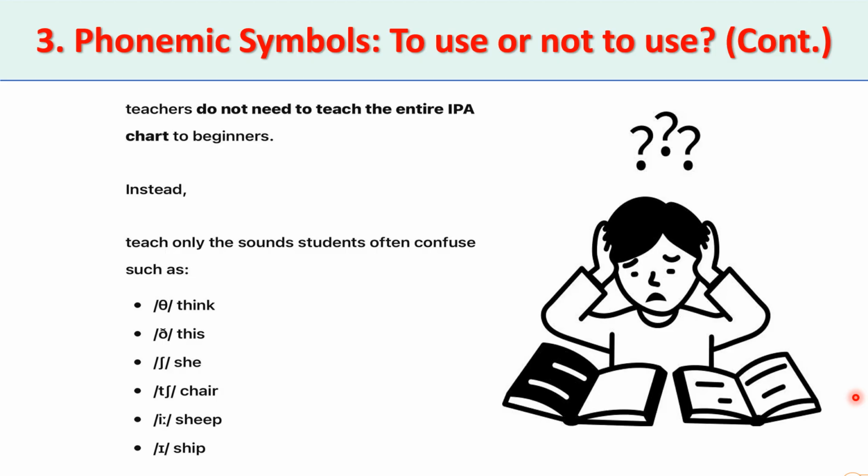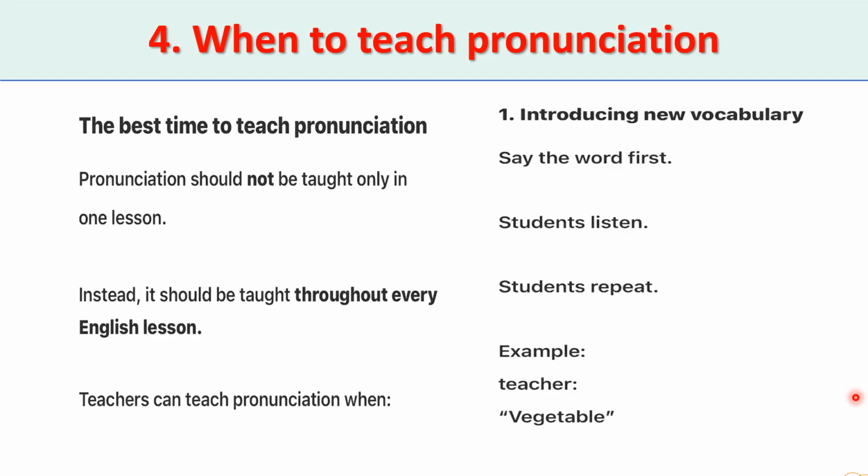So like think, right? Bees, she, chair, sheep, right? That is a special letter, IPA. See the picture here. When they study a lot of IPA, it makes them confused. But if they study phonics a lot, it's good for them, for young learners. Yeah, but for IPA, for the older ones, it's fine. Next slide, teacher, please.